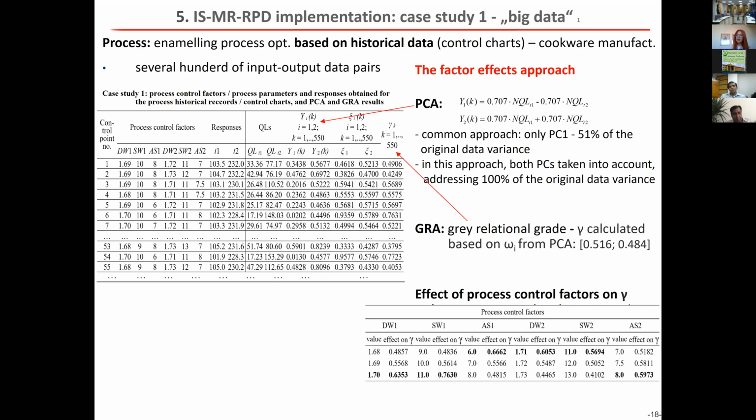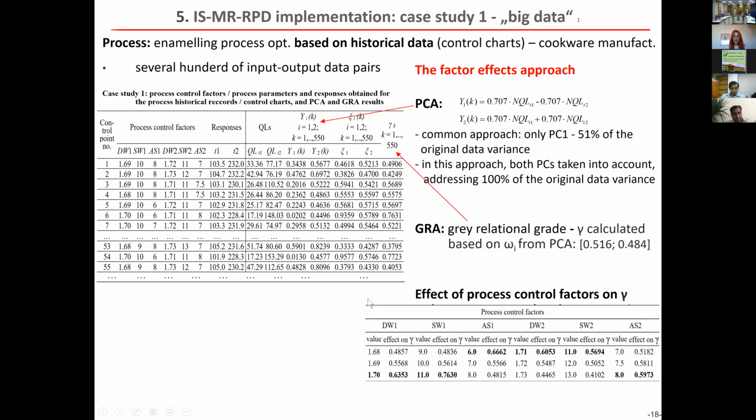There is also historical process data from process control charts. But again, in my case, this is a big data study, where these are data that I took from a control chart, historical data, but here I have only several hundred data points, not thousands. Using these historical data, where these are process control factors and these are responses, I applied what I call the factor effects approach, which is data pre-processing, to generate this gamma value, which is the process performance measure.